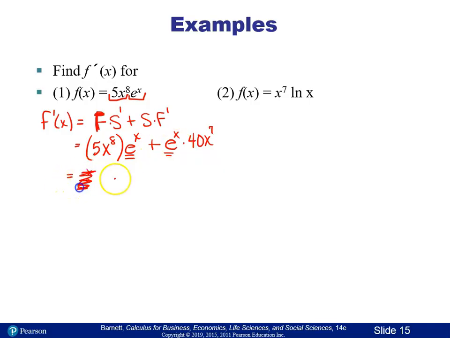And we'll move over a little bit here. So I could pull out a 5 as a GCF. I could pull out an x to the 7th. And I could take out an e to the x. And that would leave me with an x and then plus 40.